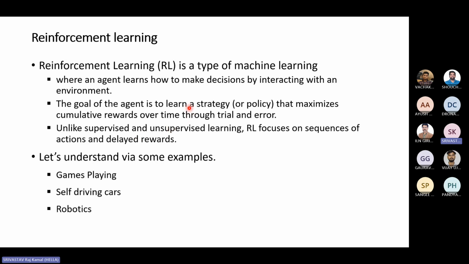So for example, self-driving cars, how do they learn? Suppose we have to take a right turn, and if the self-driving car takes a right turn, we will reward it. So there's a term known as reward. So reward and penalty. When you do good, we reward you. When you do bad, we give you the penalty.